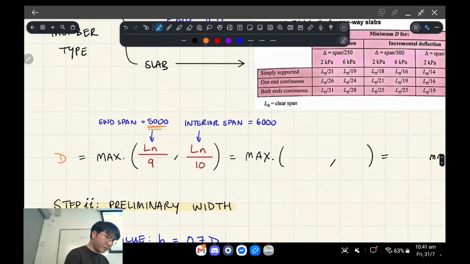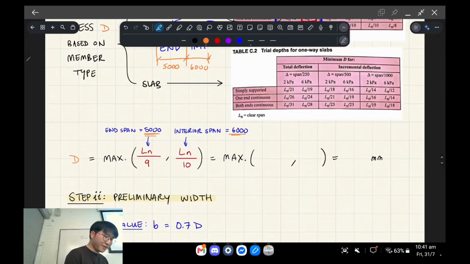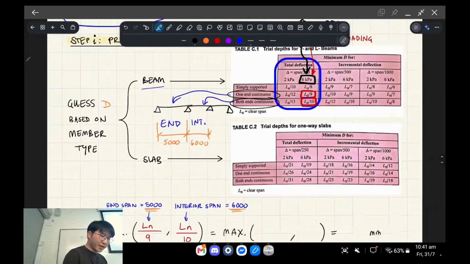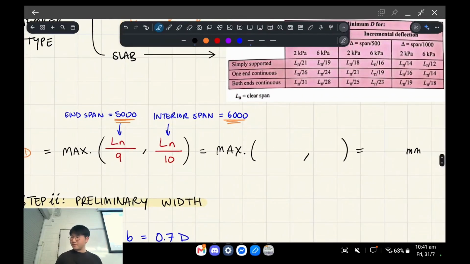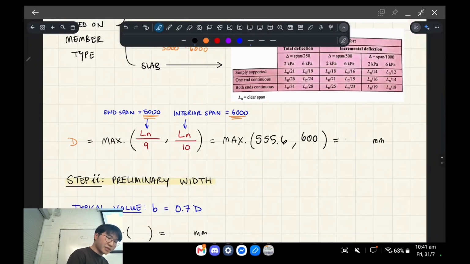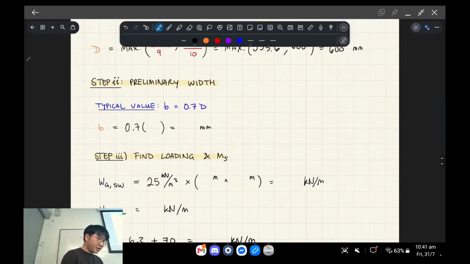In the question, this end span had 5,000 mil for length, and the interior span had 6,000 mil. So these two numbers are different as well. You plug in 5,000 and 6,000, and then you divide by the recommended sizing. When you compute these, you find the maximum between them, which gives you 600 mil.